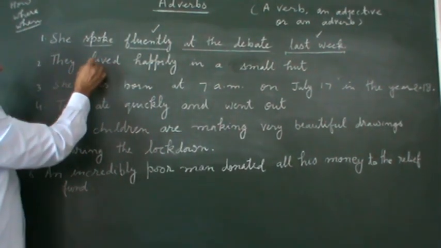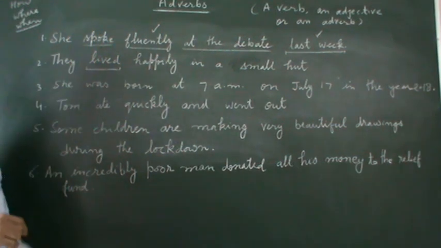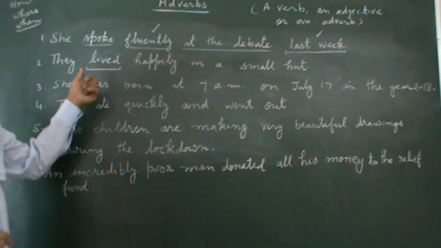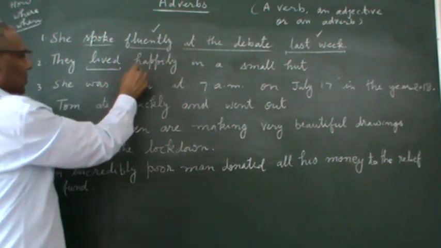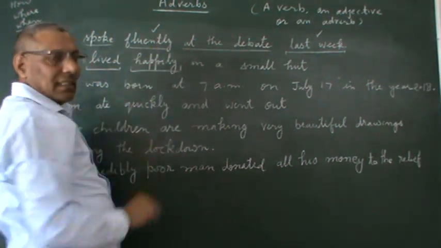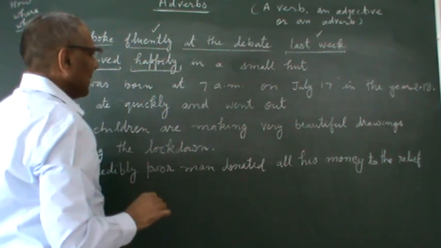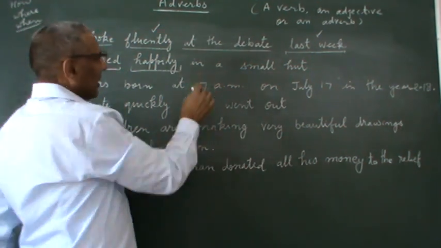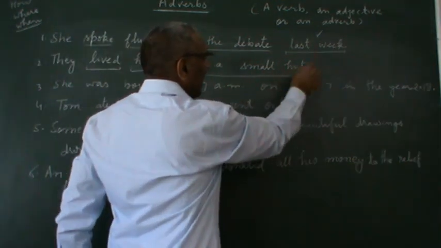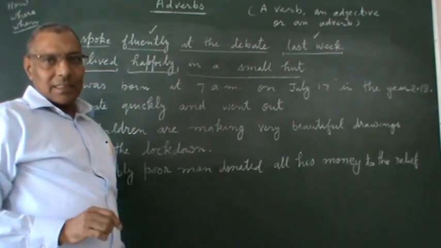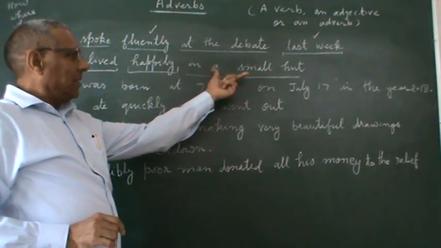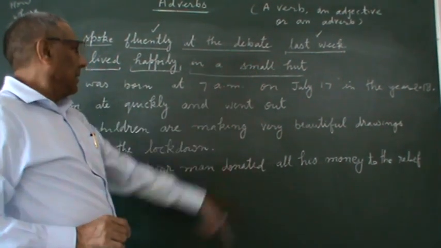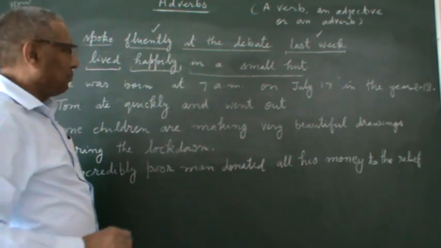Now let us move to the second example. They lived. Here the verb is live. They lived. How did they live? They lived happily. So this again is an adverb. And where did they live? In a small hut. So this is an adverb phrase. I think it is clear.